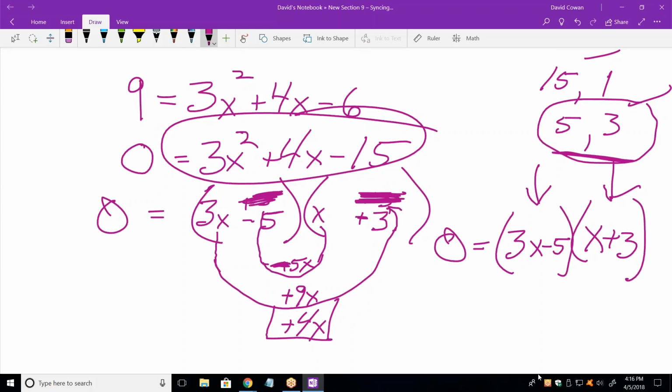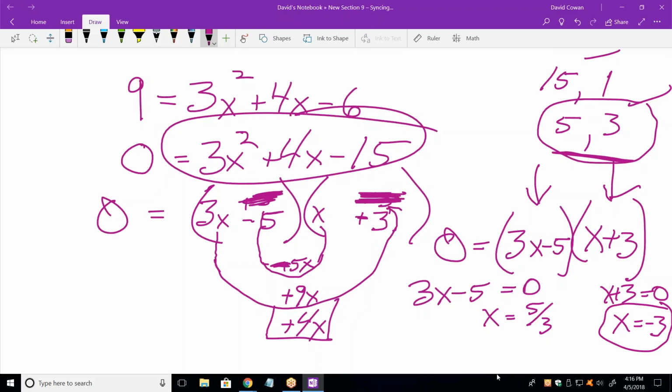So just set each one equal to 0. So 3x minus 5 equals 0. Solve that. x equals positive 5 thirds. Add 5, and then I'm going to divide by 3. And now solve this one over here. x plus 3 equals 0. What does x equal? x equals negative 3. There's your two answers, based on the zero product rule.